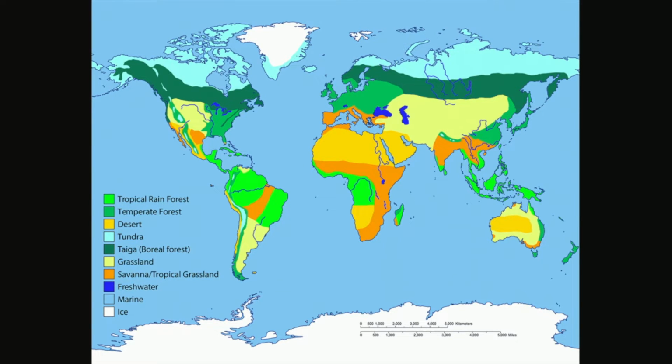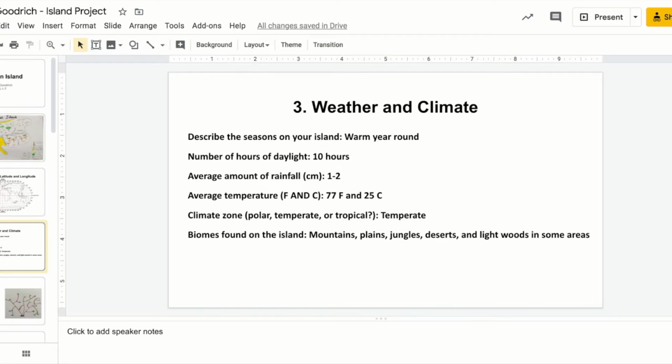But here you have tropical rainforest, temperate forest, desert, tundra, taiga, which is a boreal forest, grassland, savanna and tropical grassland, freshwater, marine, and ice. If you aren't sure what any of these are, you can look them up. And if none of these fit what your island is like, let me show you an example. So here are other biomes that you could list that maybe apply to your island. In Eva's case, she had mountains, plains, jungles, deserts, and light woods in some areas.